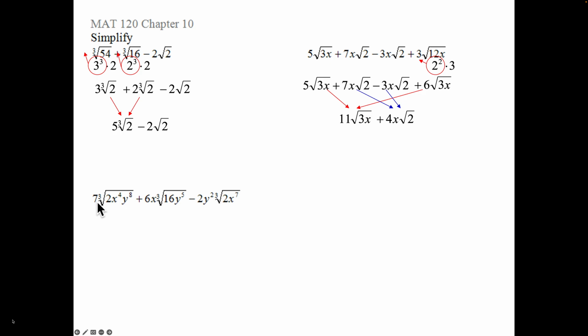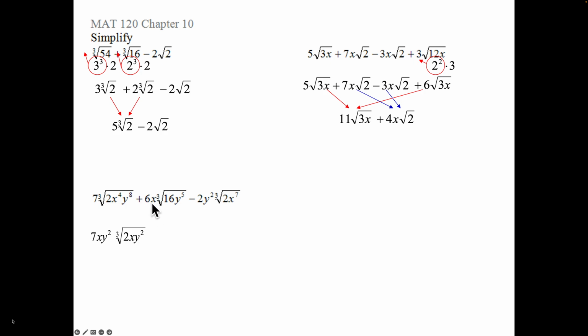So using our quotient interval here, 3 goes into 4 once, and 3 goes into 8 twice. So we're going to have 7xy squared, then the cube root of 2x to the first y squared. 3 goes into 4 once with 1x left over. 3 goes into 8 twice with 2 left over.